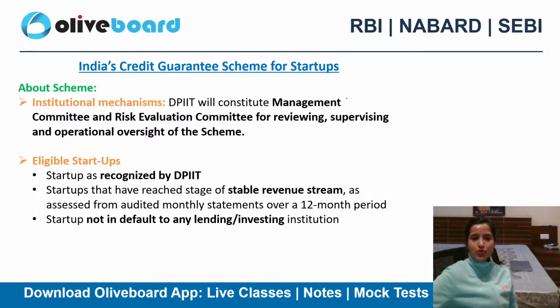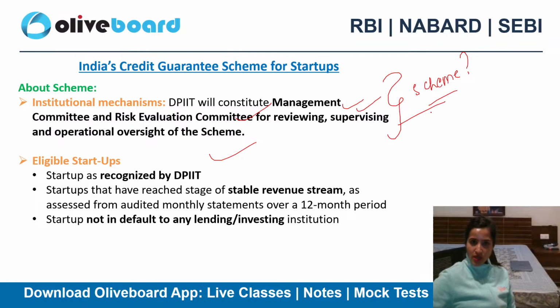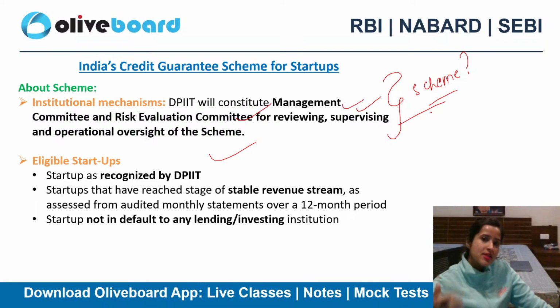DPIIT will constitute a management committee. So a management committee will be constituted, and a Risk Evaluation Committee for reviewing, supervising and operational oversight of the scheme. So what is the institutional mechanism? How will the scheme's operation be monitored? Through the management committee and the Risk Evaluation Committee. They will review and supervise whether the scheme is running well. Is this scheme working properly?